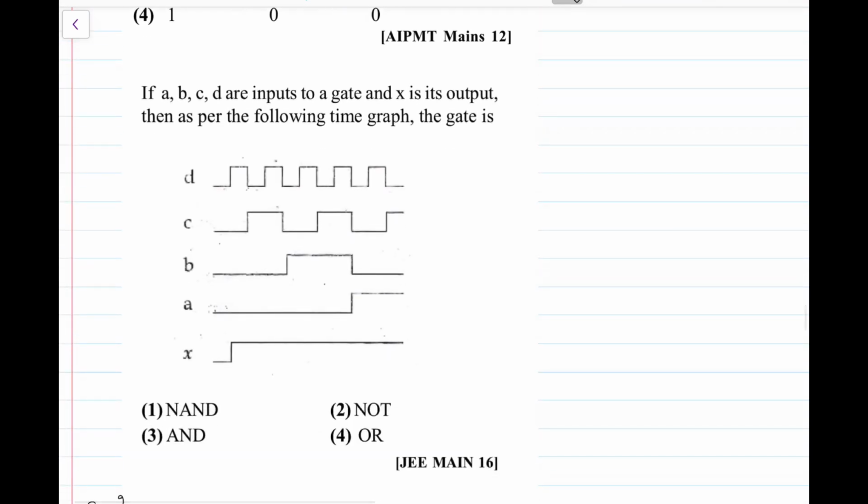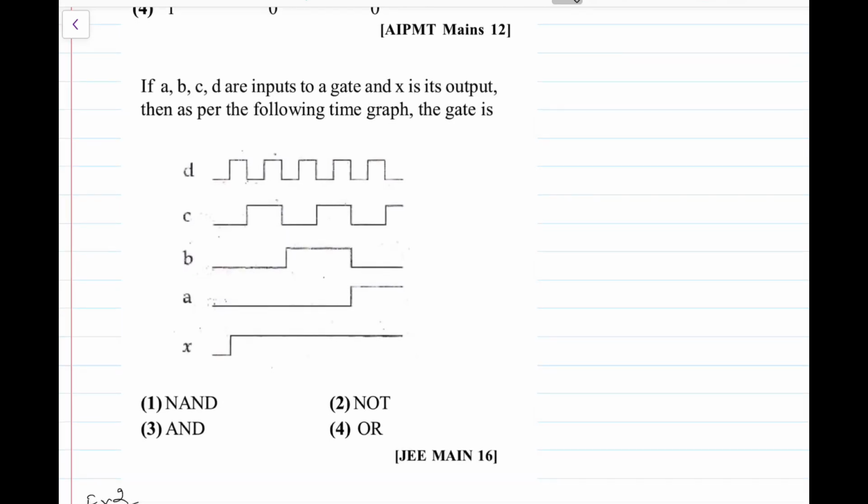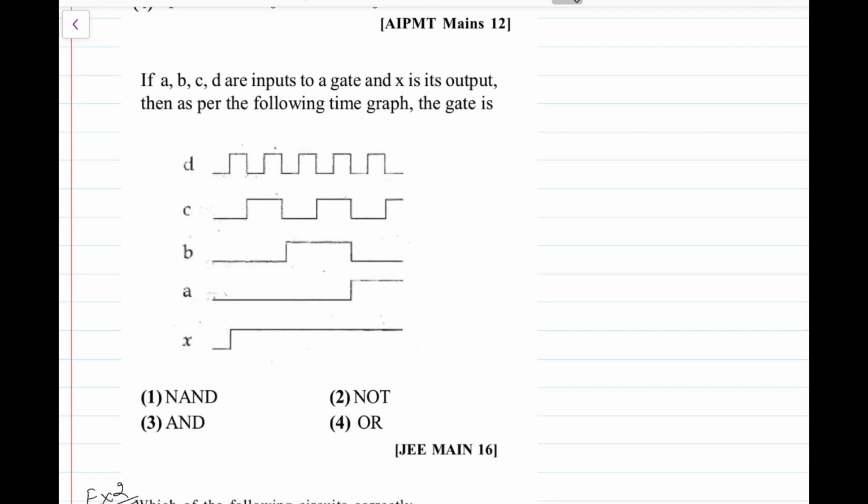Next, this is a very basic sort of question that you also get. If A, B, C, D are inputs to a gate and X is its output, then as per the following time graph the gate is? So we have A, B, C, D as inputs, it is 4 inputs. You see it is always 1, it is 0 only when all are 0. Otherwise here you have 1 0 0 0, here you have 0 1 0 0, here you have 1 1 0 0. So it is basically an OR gate.